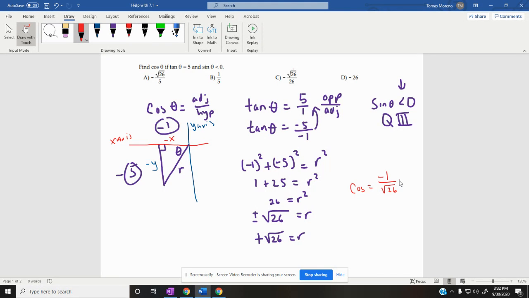However, we spoke about this today, that we cannot have a square root on the bottom. So what do we do? We multiply it by square root of 26 over square root of 26. We rationalize. So, I forgot theta. My cosine theta would equal negative square root of 26 on the top. These two just become a positive 26. So that would be the process we would need to answer this question. So in this case, my answer would be C. Hope that helps.